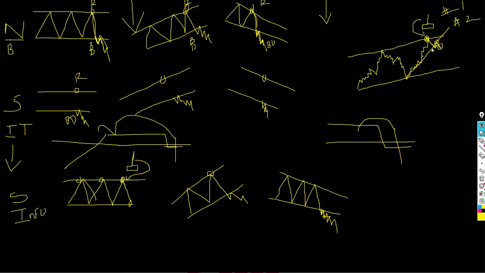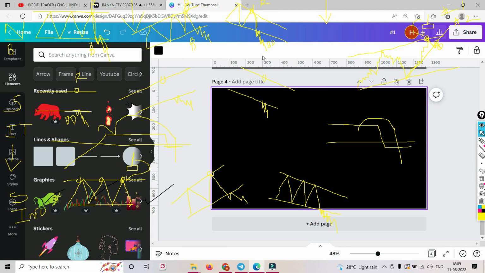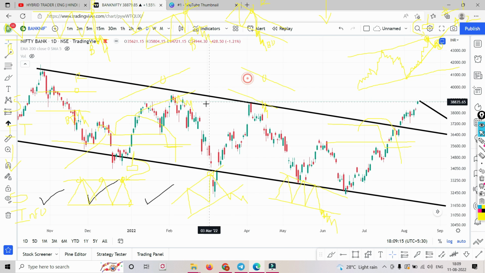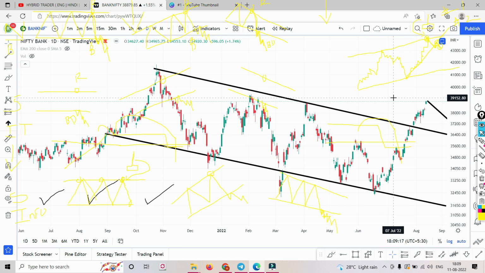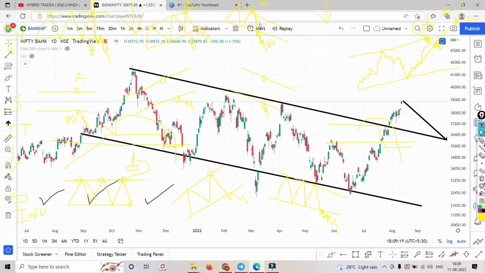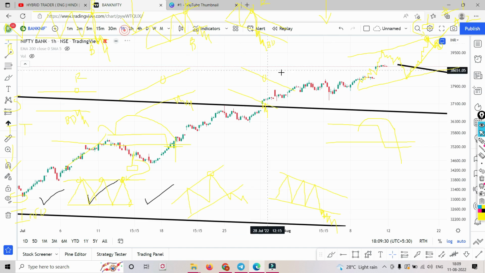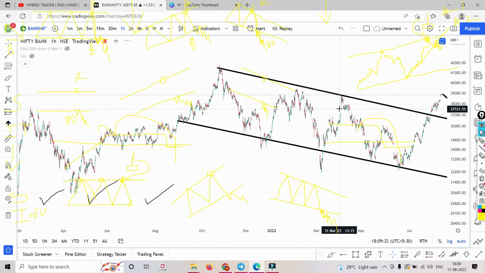So let me see if I can show you on the chart. Okay, let me zoom this out. Yeah, this is what I meant to say. See friends, I'm not deleting this because I need it. Just try to bear with me. Let's say I want to go for short selling here. Let me take the 1 hour chart. I'll give you one example.